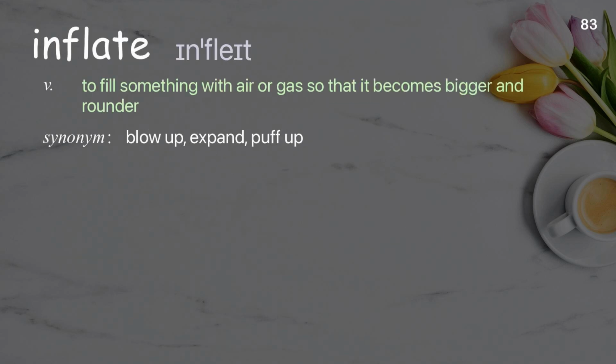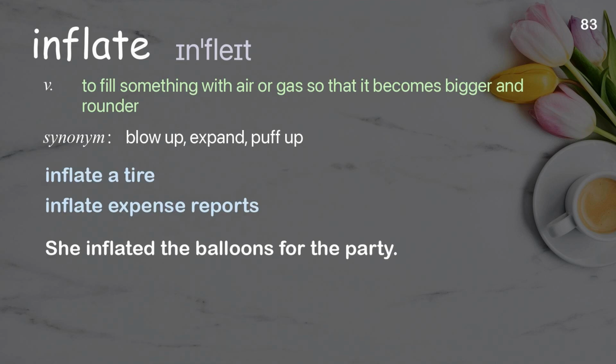Inflate. To fill something with air or gas so that it becomes bigger and rounder. Examples: Inflate a tire. Inflate expense reports. She inflated the balloons for the party.